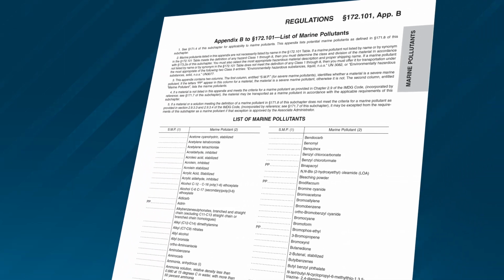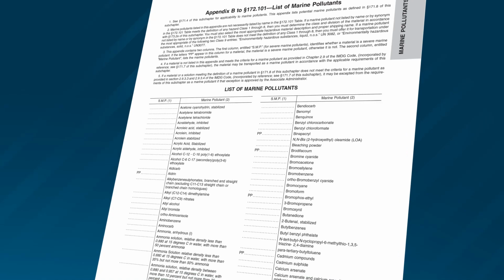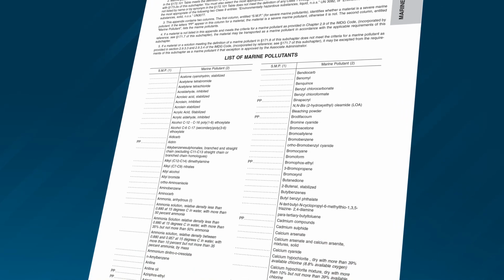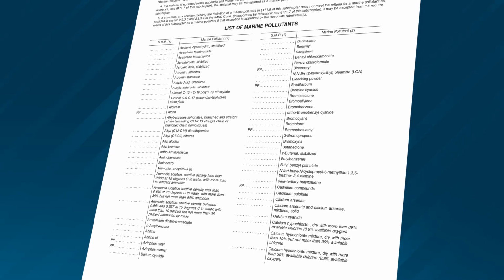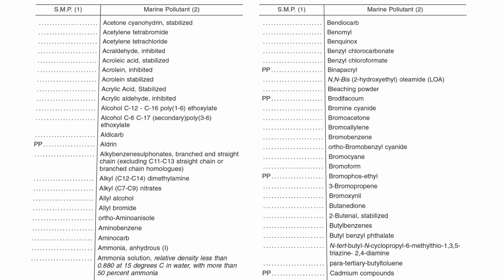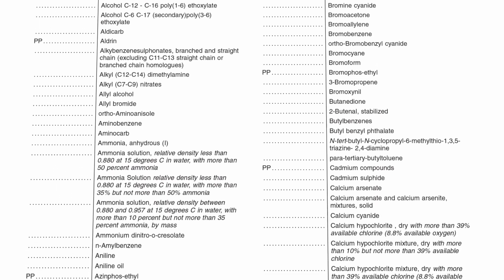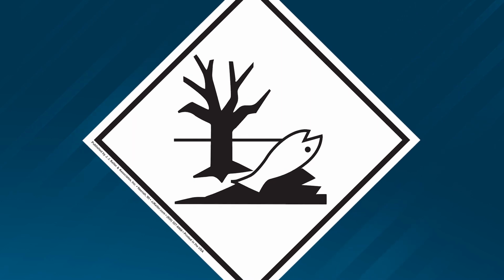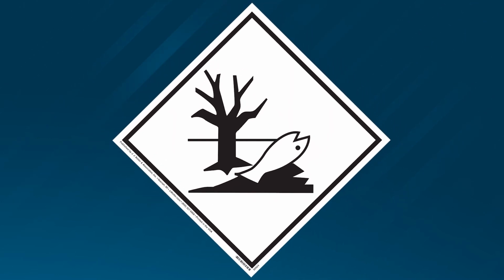Aldrin, DDT, and turpentine are examples of marine pollutants. A full list is included in Appendix B to 49 CFR 172.101. They're packaged in a concentration which equals or exceeds 10% for marine pollutants and 1% for severe marine pollutants. The marine pollutant marking must always be displayed when the material is transported by vessel.